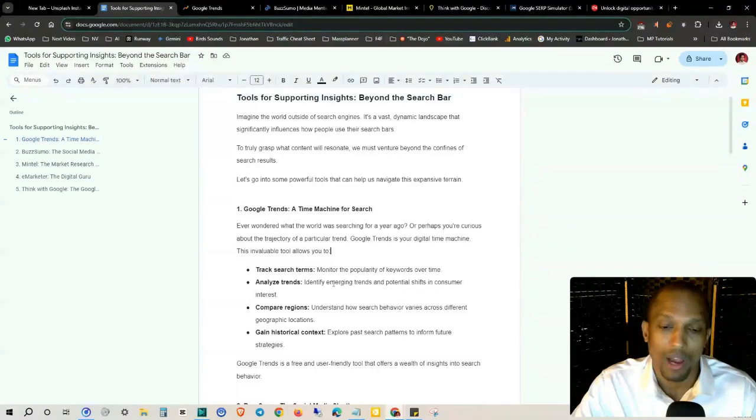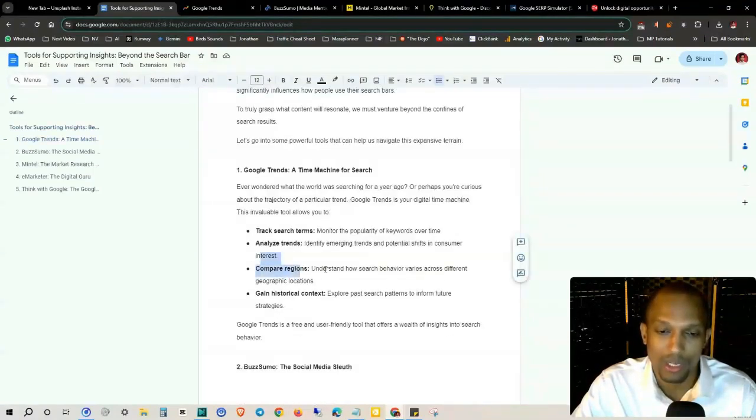This invaluable tool will allow you to track search terms, monitor the popularity of keywords over time, analyze trends, identify emerging trends and potential shifts in consumer interest, compare regions, understand how search behavior varies across different geographical locations, and gain historical context. Explore past search patterns to inform future strategies. So Google Trends is absolutely free and user-friendly and offers a wealth of insight into search behavior.